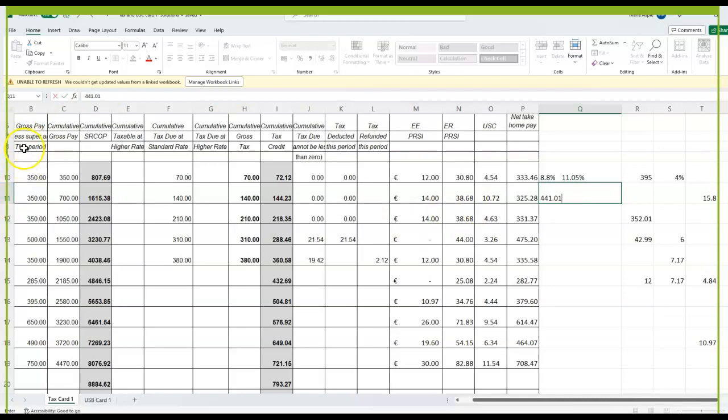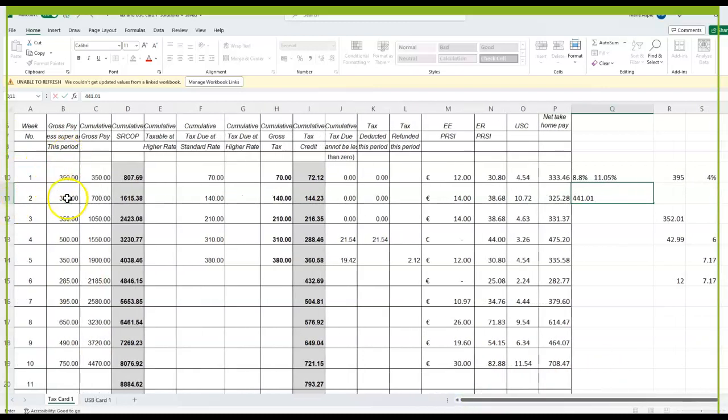So you have to keep an eye on the gross pay every week in the column. Now I don't have a PAYE in this column. I'll have to look at the layouts, but it's the single week's gross pay that we're looking at. It is never based on a cumulative.